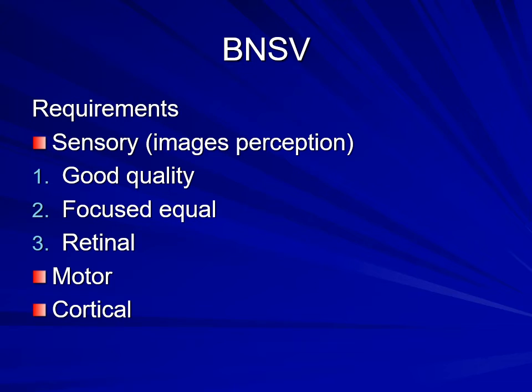The requirements for binocular single vision are sensory requirements regarding the image perception. They have to be good quality, focused and equal images in each eye, and good retinal and optic nerve function in both eyes. There is also a motor requirement that helps the eyes to move equally in different directions, and there is also a cortical element for coordination of the visual input and motor output from the cortex.